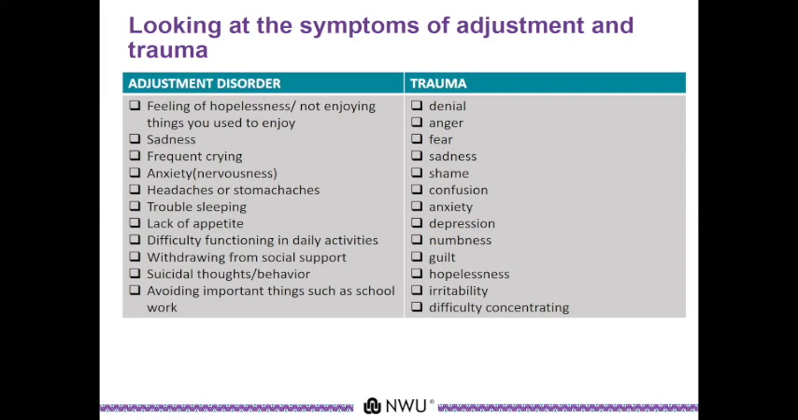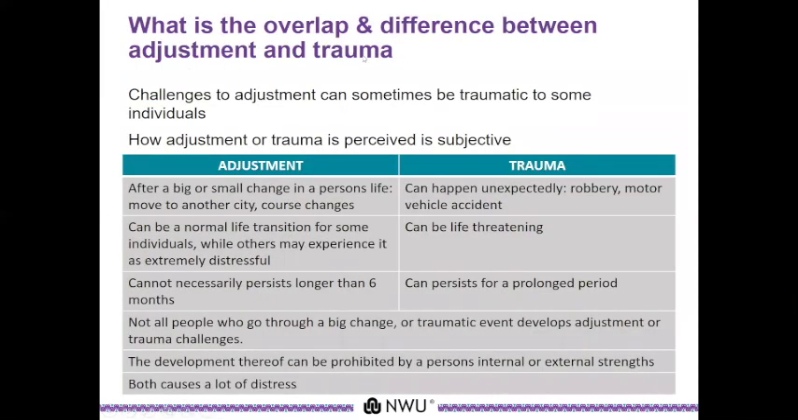So if we look at the ways in which it overlaps, what is the overlap and what is the difference between the two, and why are we discussing and explaining them together? Challenges to adjustment can sometimes be traumatic to some individuals, while trauma can also be a huge adjustment to the different way in which we have to approach our lives after a big traumatic event. How adjustment or trauma is perceived is subjective. This is very, very important that we know this.